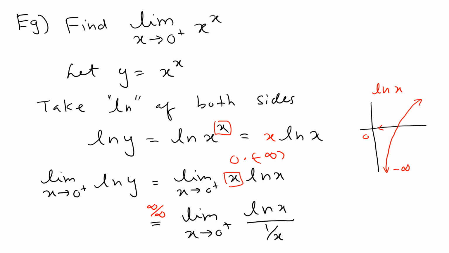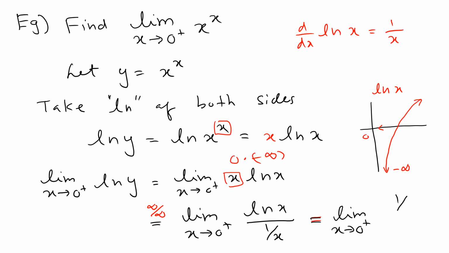And then what we can do now is take the derivatives. Once you take the derivative, see what happened. You remember the derivative of ln x is 1 over x. So we can use that result here. So it's the same limit as x goes to 0 plus.